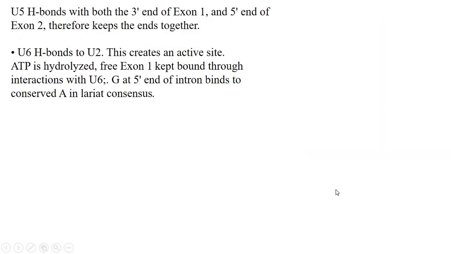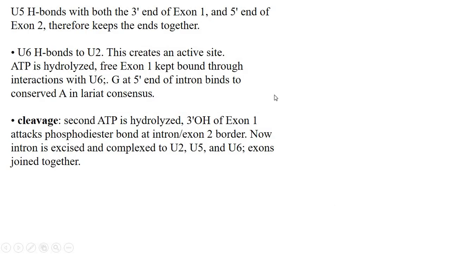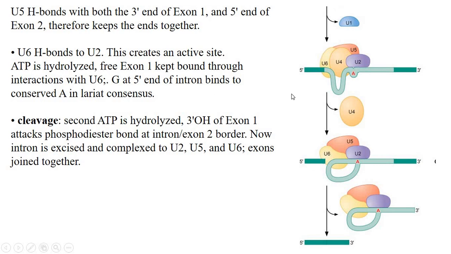Why? So here, as you can see, this U5 hydrogen bonds with both the 3' end of exon 1 and the 5' end of exon 2, but in this image it doesn't show all the way here, so it still shows the place where the auxiliary factor was. But since the auxiliary factor is removed, the U5 protein covers this whole position here. So just keep in mind this U5 binds to here as well as here. So you can see here it's bound to both.